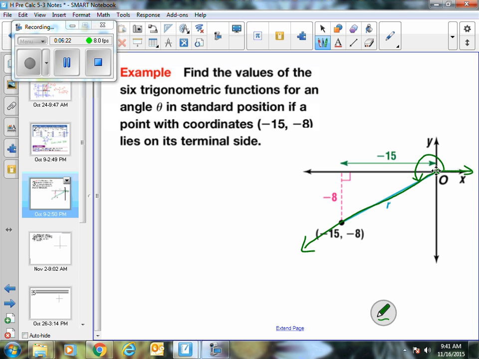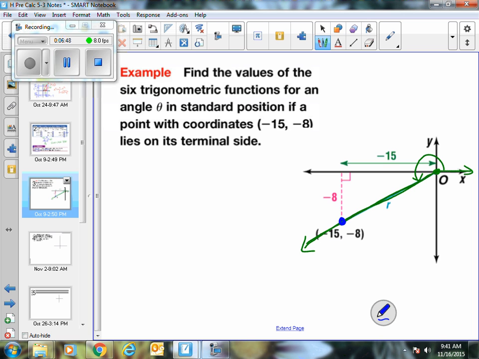I know on your paper it doesn't look blue, but on the video it should here. So go ahead and trace out that terminal ray, extend it beyond where the point is. So that's the terminal ray of your angle. So that angle, that green angle that I just drew, is the one that they're talking about. Okay, so where does our triangle come from then? So they've selected the point -15, -8. They could have picked any point on that terminal ray, and the ratios are going to be the same, the angle is going to be the same.